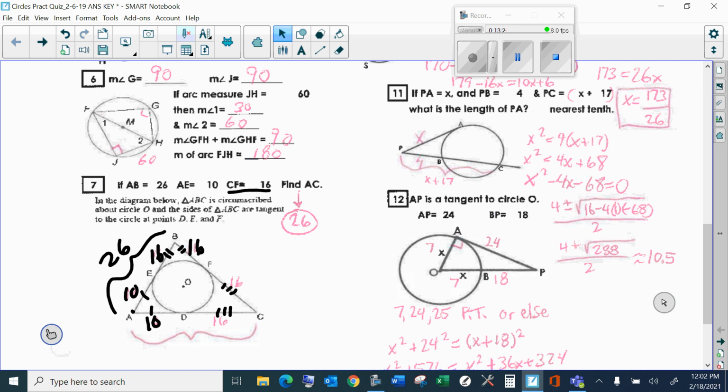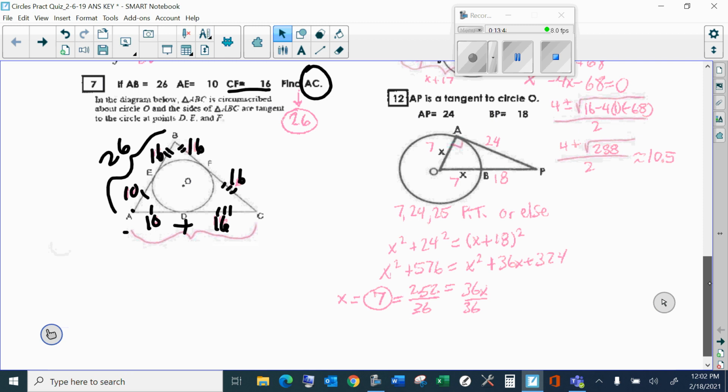Then it tells me CF is 16. So CF right here is 16, which means this over here has to be 16. And it says find the length of AC, or the distance from A to C. Remember, nothing above it means the distance from A to C. So from A to C is down here at the bottom, and 10 plus 16 is 26.